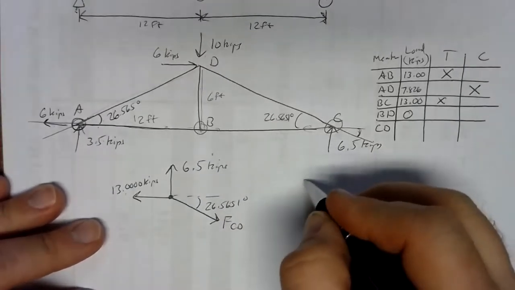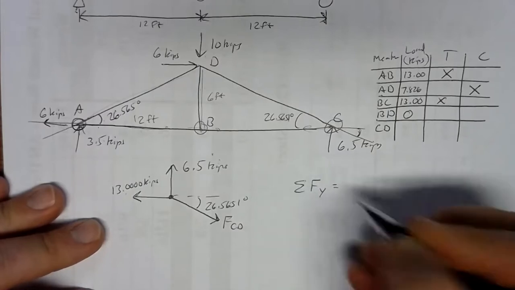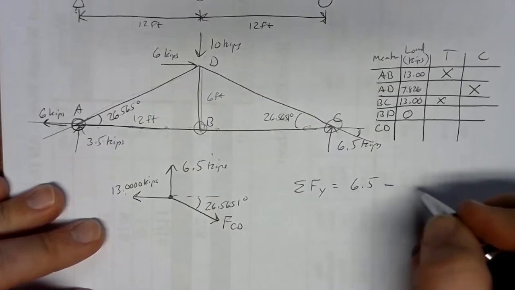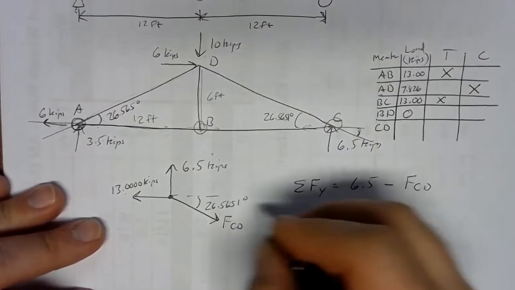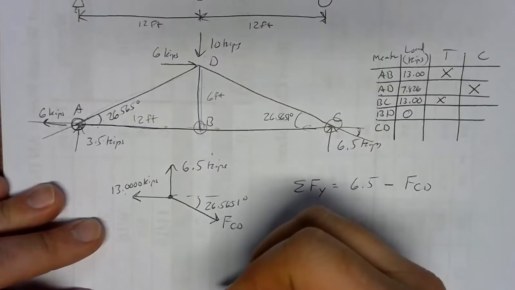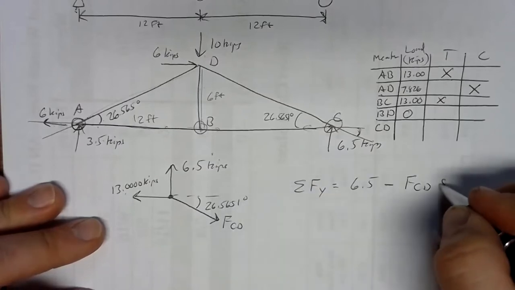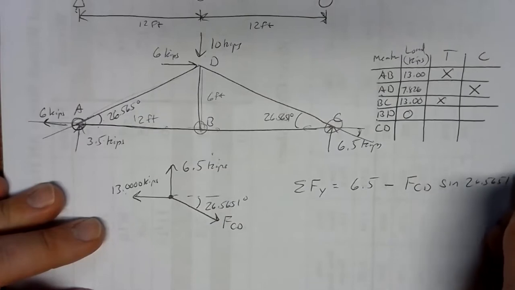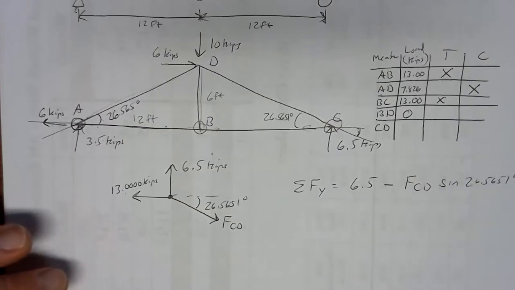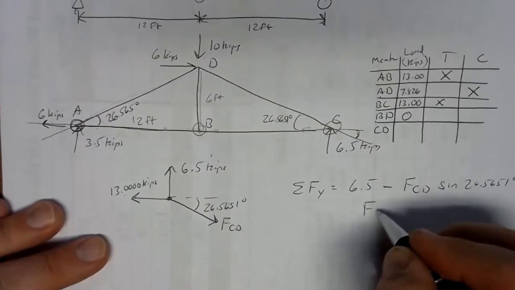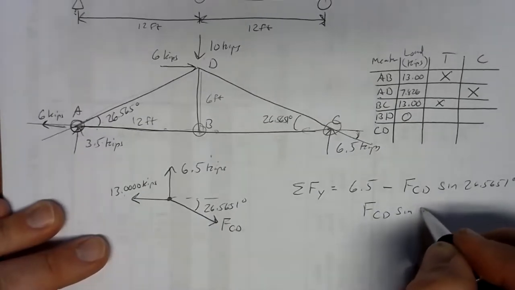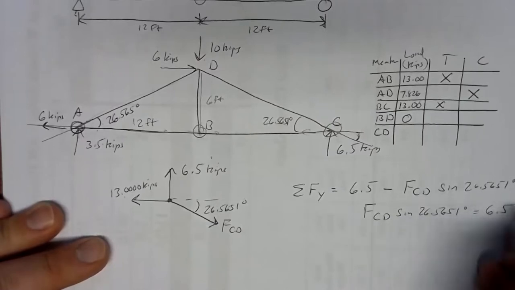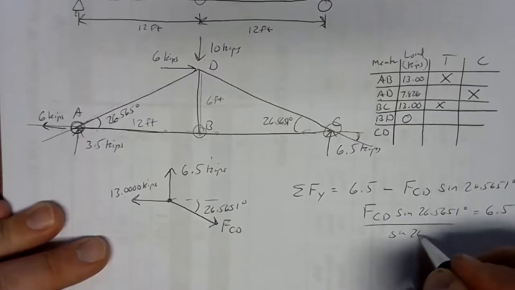So I'm going to do the y direction equation here. Sum of forces in the y direction, we've got a positive 6.5. Then we've got a piece of FCD down. The piece that's down is the opposite side. Opposite goes with sine. So we have sine 26.5651 degrees. That's equal to 0, and that's a similar setup as we've solved before. Divide both sides by the sine.